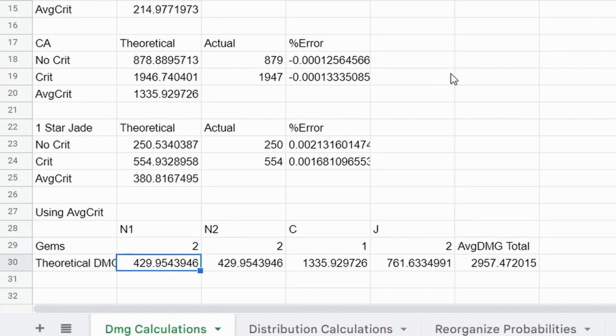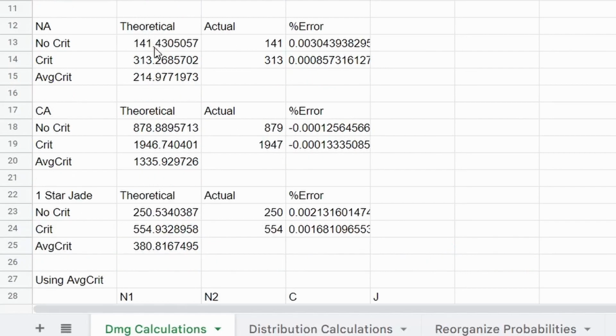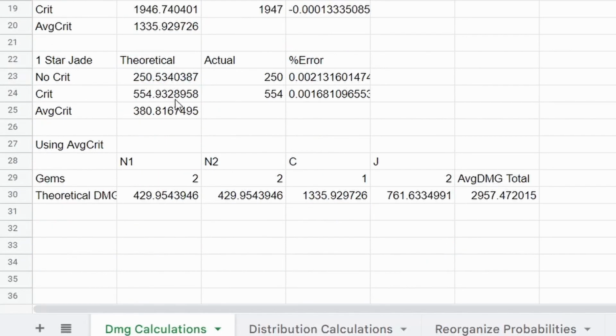Next, we have the theoretical damage. We just take the number of gems and multiply it by the average crit. So again, we're using the average crit for this one. So this is supposedly the average damage.